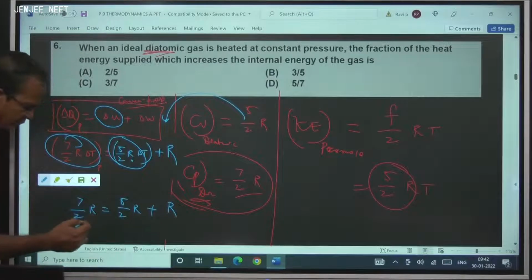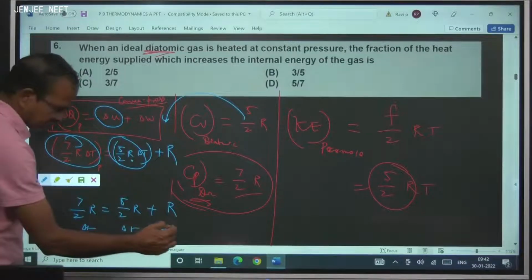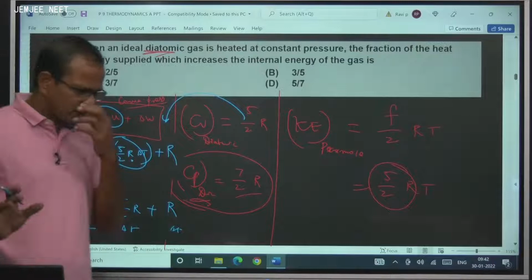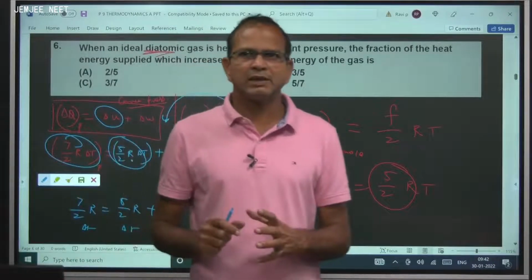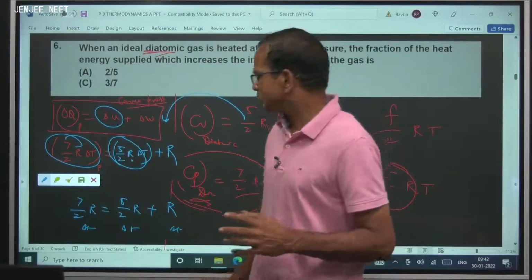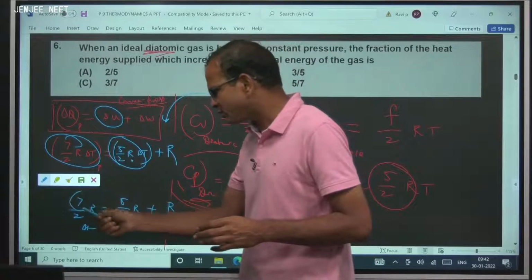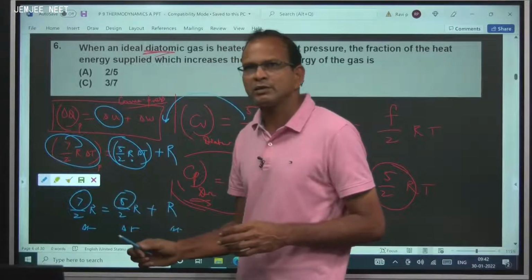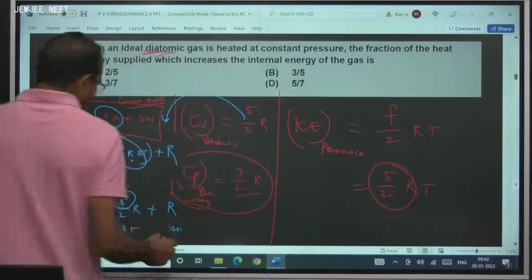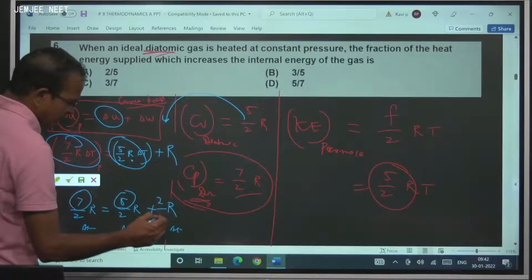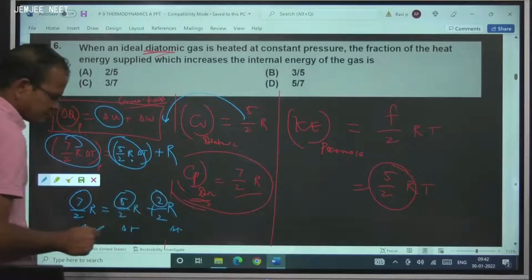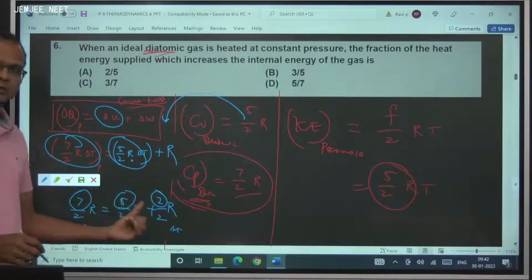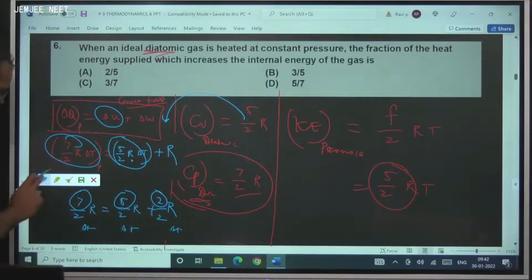வேணா எல்லாத்துலேயும் delta T போட்டுக்கோ. Delta T, delta T, delta T multiply. So it is very logical. If diatomic gas, if you supply heat, suppose you give 7 units of heat, 5 units of heat will go for internal energy and the rest 2 units of heat will go for work done. Excellent. Work done.